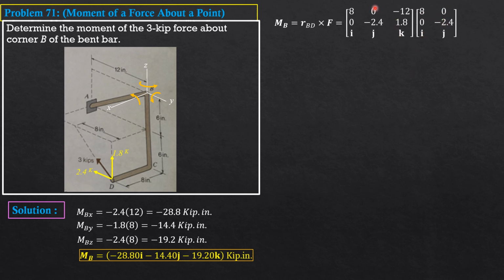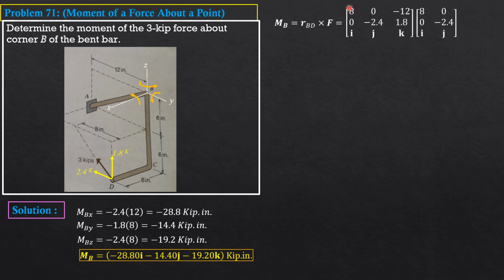So for moment about X, 0 times 1.8 i, so 0, then minus negative 2.4 times negative 12, which is positive, but that's negative in that direction, so negative 2.4 times 12. So that's why you have here negative 2.4 times 12, so it's correct. Then along J, 0, then minus 1.8 times 8. So again, it's negative 1.8 times 8, which checks here.